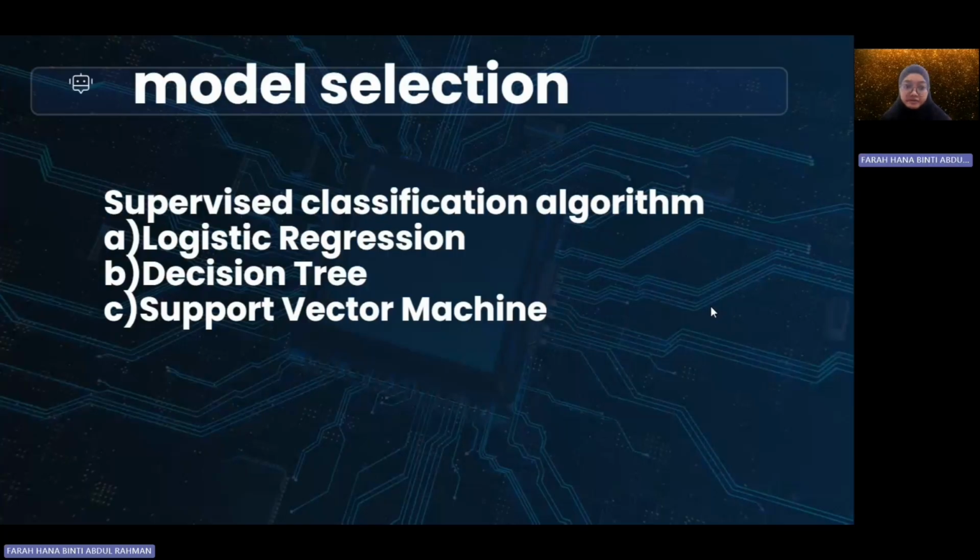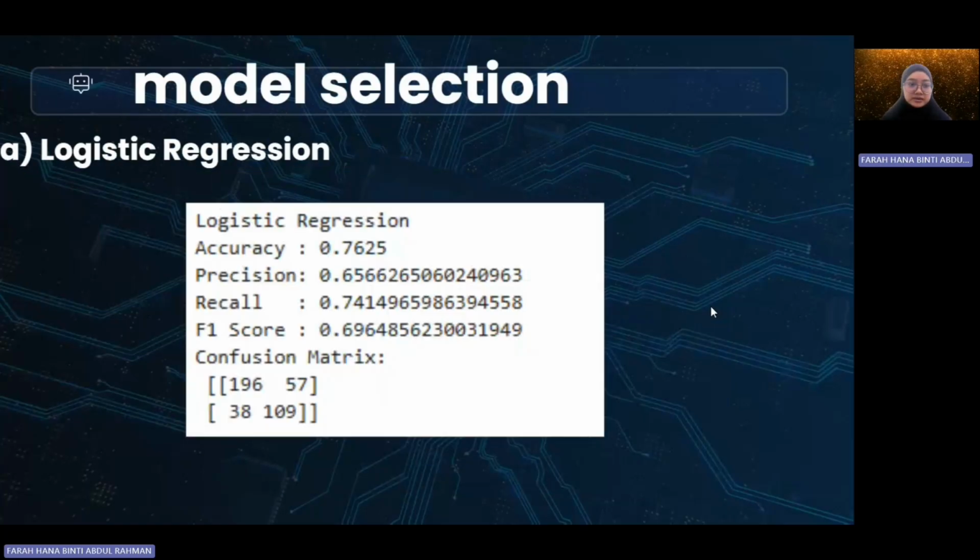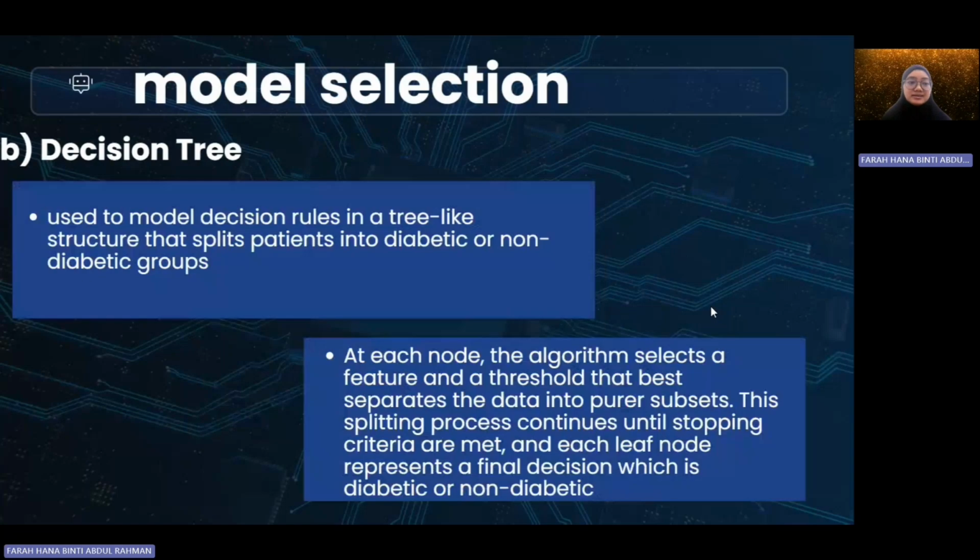For the first one, logistic regression, it is learning a set of weights for each health attribute and applying the logistic function to estimate the probability that the outcome is one, the diabetic output. And then logistic regression is trained on the standardized training data and then evaluated on the testing data to provide reference performance in terms of accuracy, precision, recall, and F1 score. Like this.